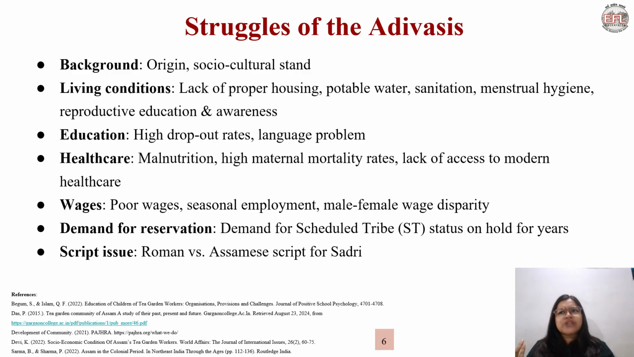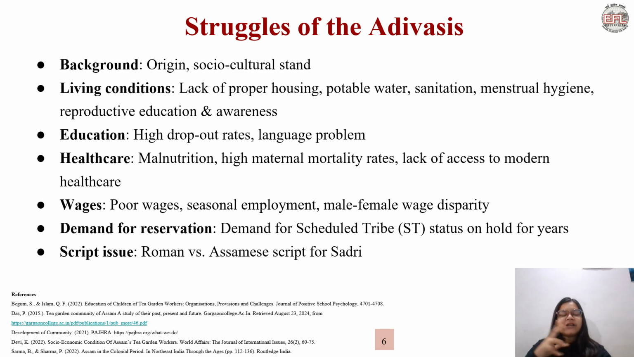While language can be a problem because they all speak different home languages, Sadri is the lingua franca of the community. Assam Sadri is a mix of Hindi, Bengali, and Assamese, and to some extent Bihari as well. So the language is mutually intelligible to all the tribal languages spoken by the community, and even the people speaking Assamese, Hindi, or Bengali would be able to understand Sadri to a great extent. So Sadri is the lingua franca.